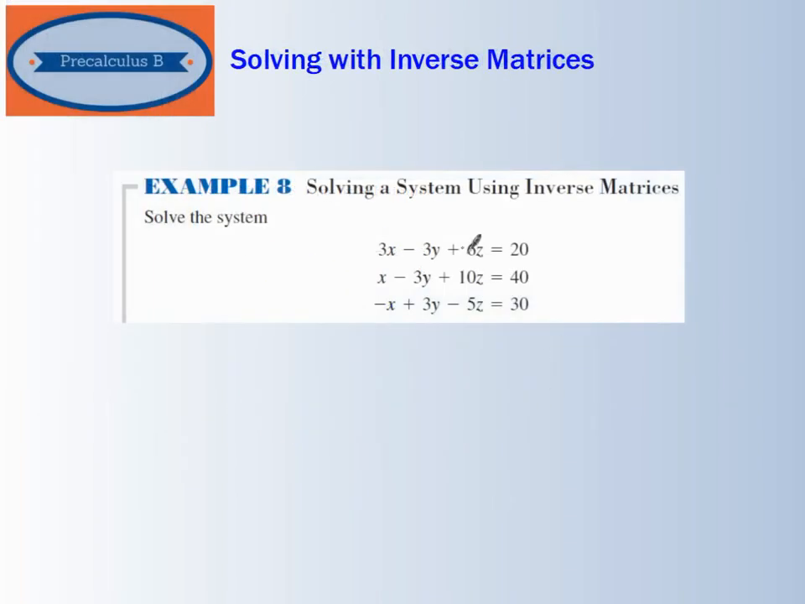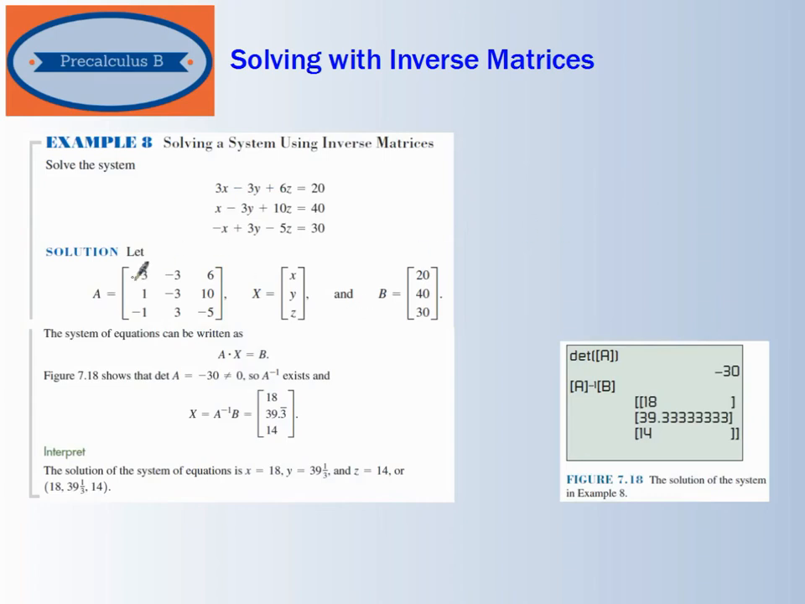Now here's another system. The coefficient matrix 3, negative 3, 6, 1, negative 3, 10, negative 1, 3, negative 5, the resultant 20, 40, 30. All right. We can go ahead, we set it up the same way. We multiply the inverse of A times B, and it's going to tell us the answers for the values of x, y, and z respectively.